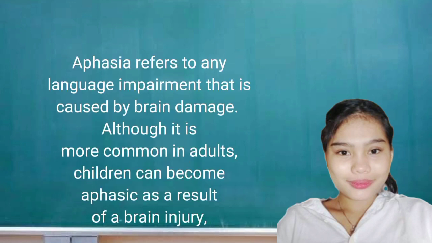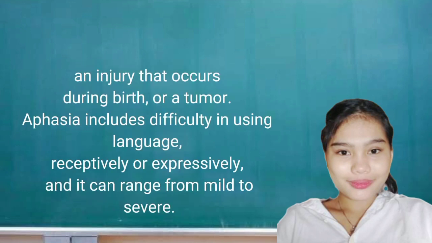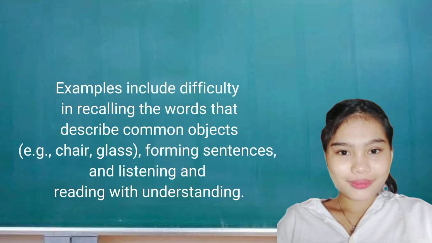Aphasia refers to any language impairment that is caused by brain damage. Although it is more common in adults, children can become aphasic as a result of a brain injury, an injury that occurs during birth, or a tumor. Aphasia includes difficulty in using language receptively or expressively, and it can range from mild to severe. Examples include difficulty in recalling the words that describe common objects, for example chair or glass, forming sentences, and listening and reading with understanding.